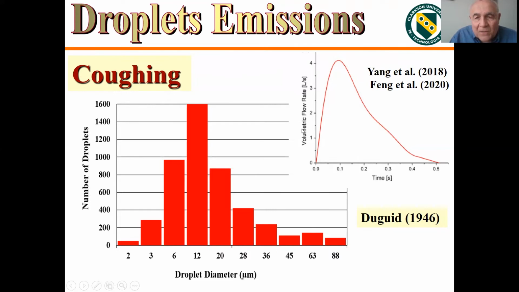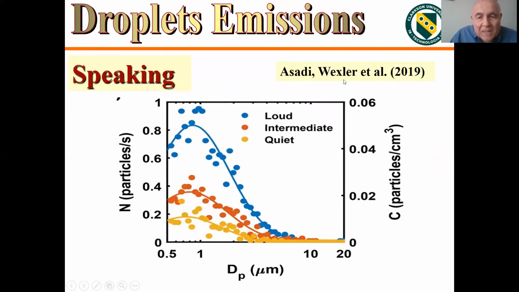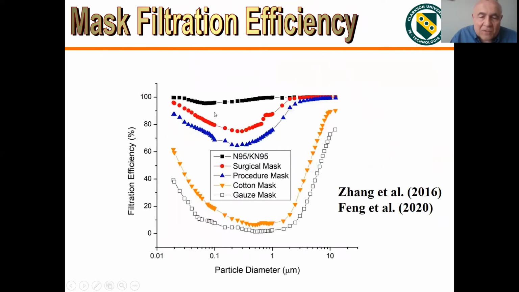Yang and Feng also discussed the volumetric flow rate due to a typical cough, which is maximum at 0.1 second and then decays, and these are in liters per minute. There's a recent study by Ahmadi, Wexler, and co-workers for speaking, and that shows for medium speaking this kind of variation. The peak is about 1, and for loud speaking, the amplitude increases but it basically has a similar form, and soft speaking is less. There are also studies on sneezing and so on, which I'll skip.